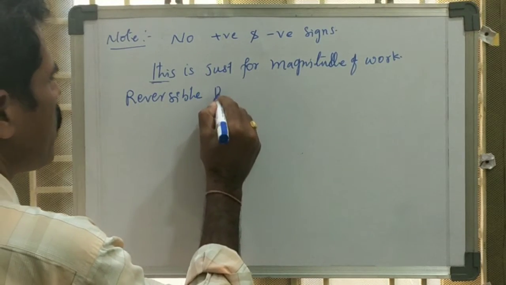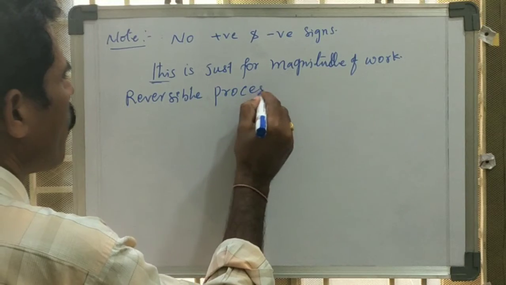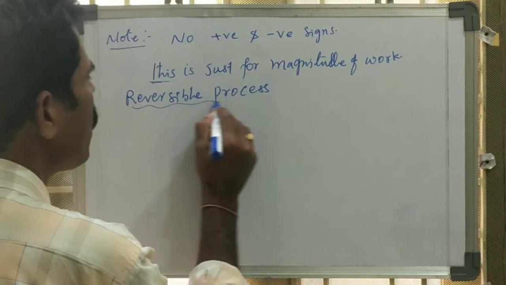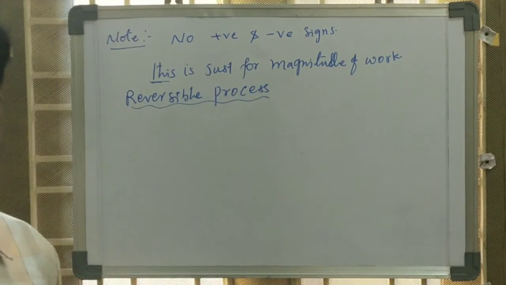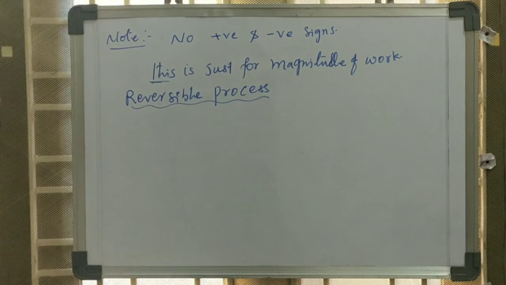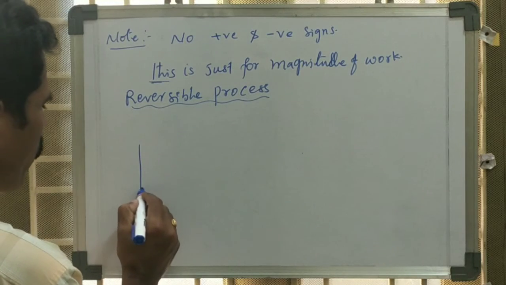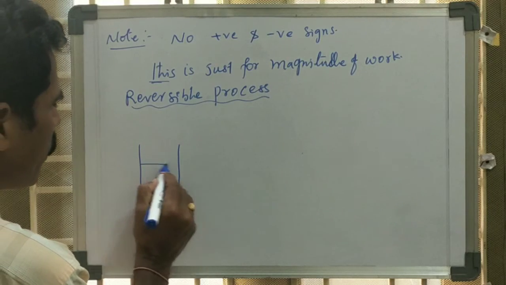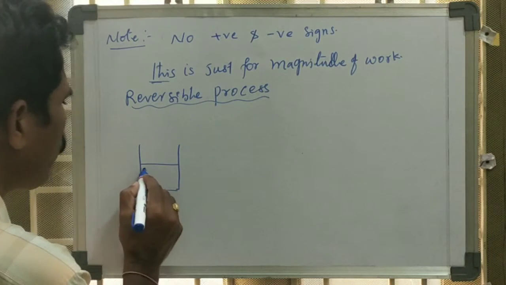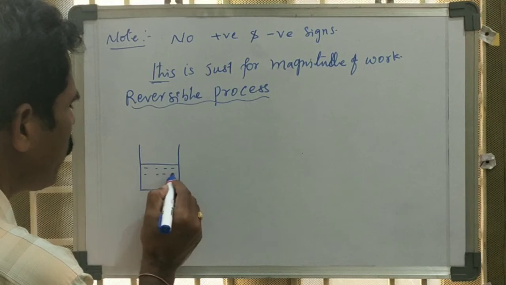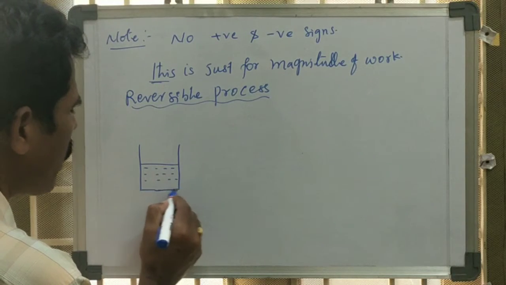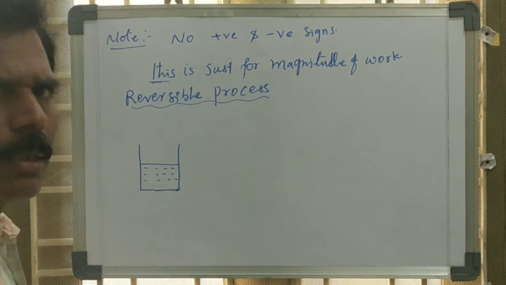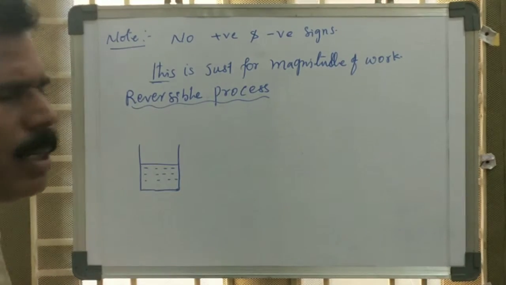Reversible process. Actually, what is the reversible process? We are going to see some examples. This is the system. With gas, this area is filled by complete gas. So what kind of gas will be filled?